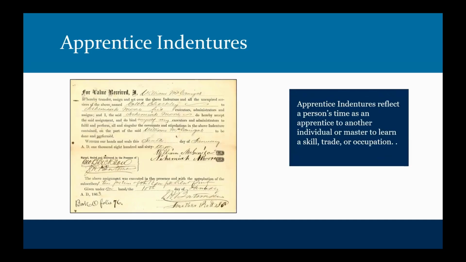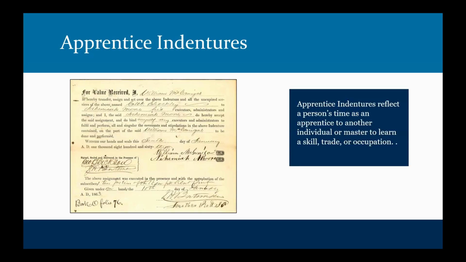Apprentice indentures reflect a person's time as an apprentice to another individual or a master to learn a skill, trade, or occupation. Apprenticeships lasted for a certain period of years, and indenture records often include the apprentice's name, the person they're apprenticed to, their gender, their race, and the dates or the time frame in which they were indentured. Many of these legal agreements also indicate a parent or a guardian of the apprentice, as they were mostly minors when contracted.